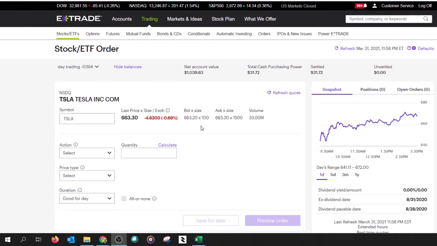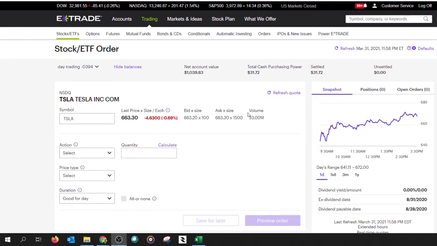And so the difference between that number, so right now the exchange is closed and this was $663.20 was the bid, and the ask was $663.30. So there was a 10 cents difference. And so that is called a spread, that difference in between.